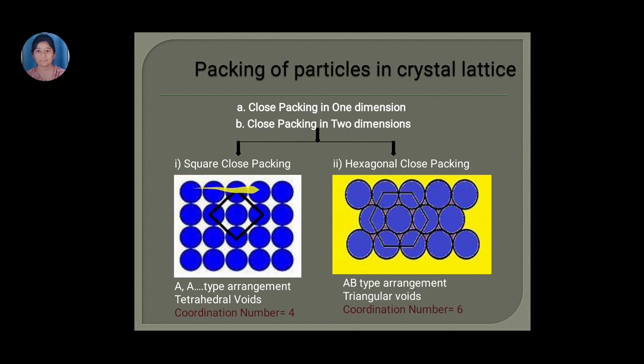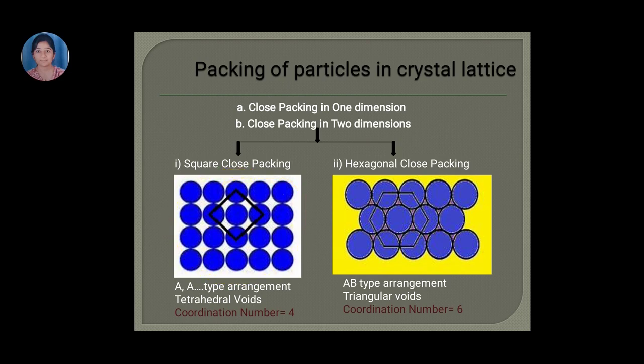If you look at this first series and look at the second series, one atom is placed exactly over the other atom, and the third atom is placed exactly over the second atom. That means the atoms are placed one over the other. This is how we get such a structure.